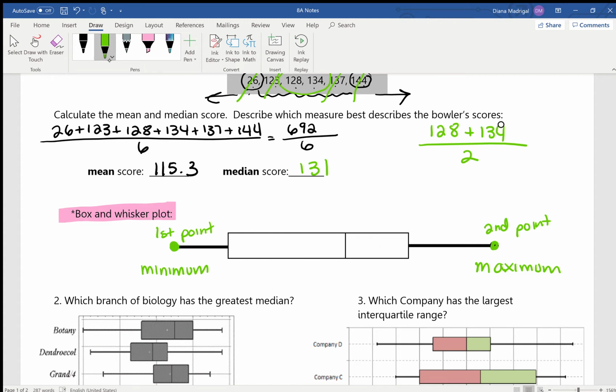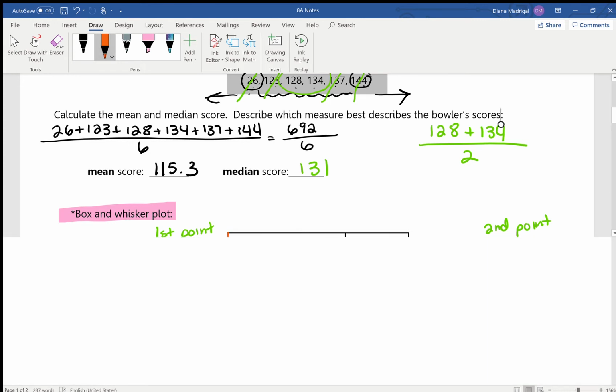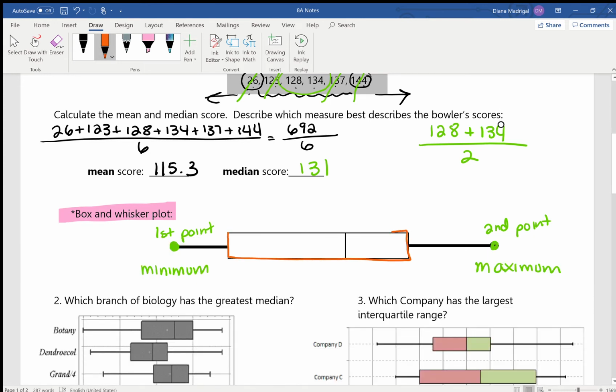Okay, next, we have this box in the middle. This whole box is called the interquartile range. It's called interquartile range because it has three quartiles. The first dash on the box is called quartile 1. The second one is called quartile 2. And the third dash is quartile 3.